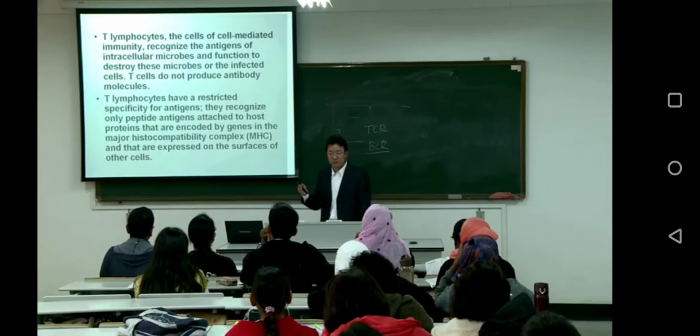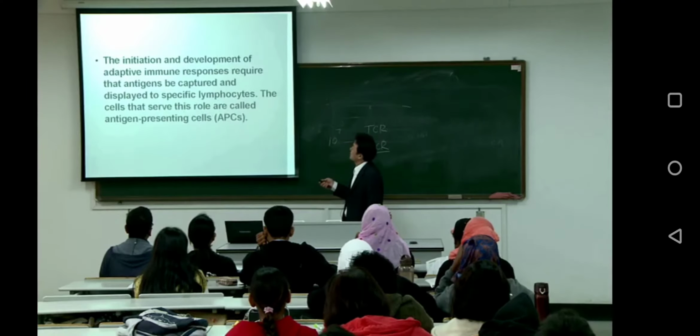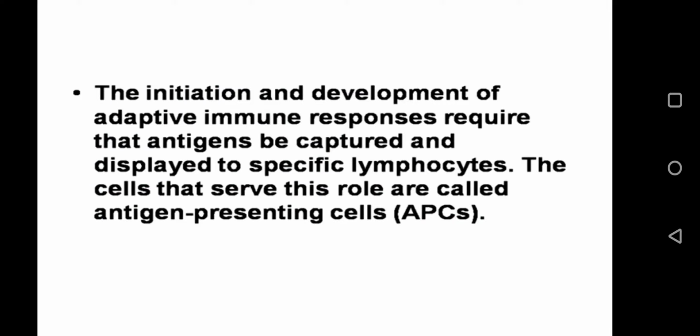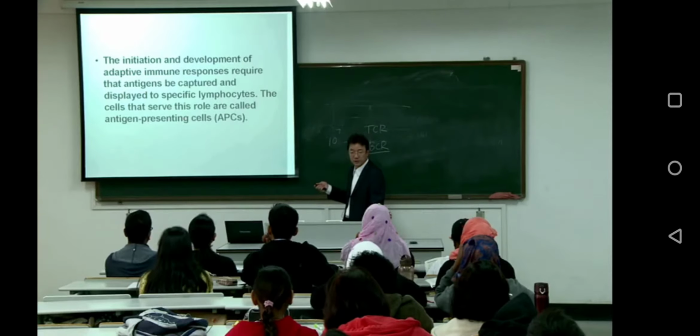Different effector cells have different biological or immunological functions. So the initiation and development of the adaptive immune response require that antigen be captured and displayed to a specific lymphocyte. The cells that serve this role are called antigen-presenting cells.